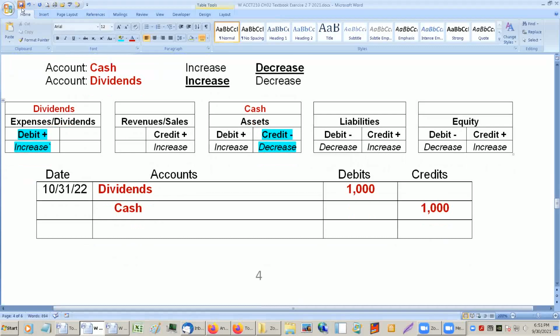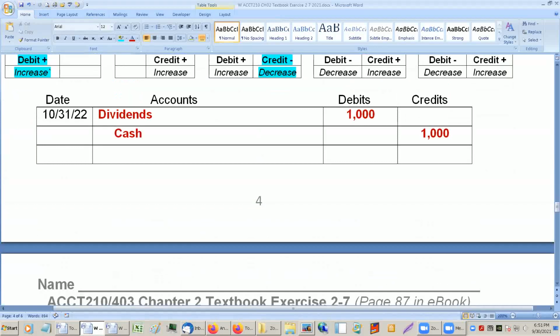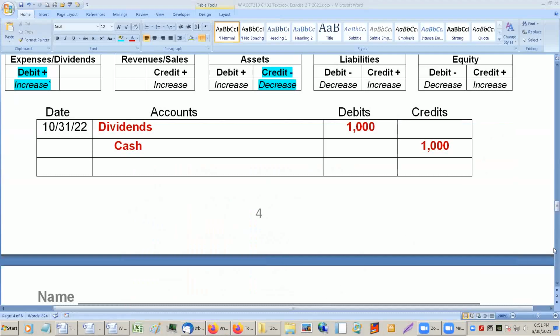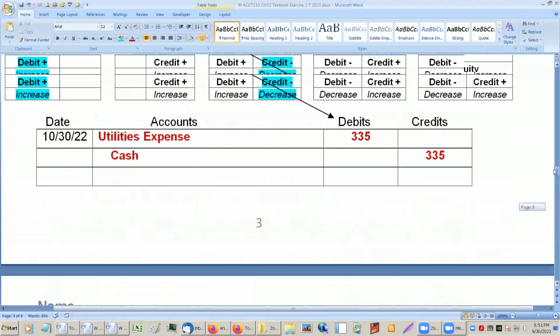All right. Let's see it out. Hey, we're done. Yep, that's it. So that is that one. Got a lot of paper here.